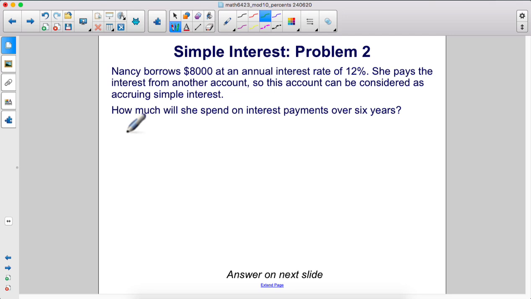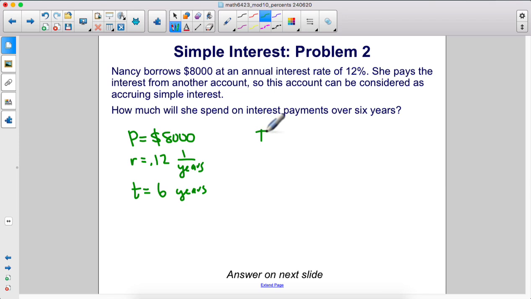Nancy borrows $8,000, so the principal is $8,000, at an annual interest rate of 12%. So that's an interest rate of 0.12, which is going to be 1 over years, per year. And annual means per year. She pays the interest from another account, so this account can be considered as accruing simple interest. How much will she spend on interest payments over 6 years? So T equals 6 years.